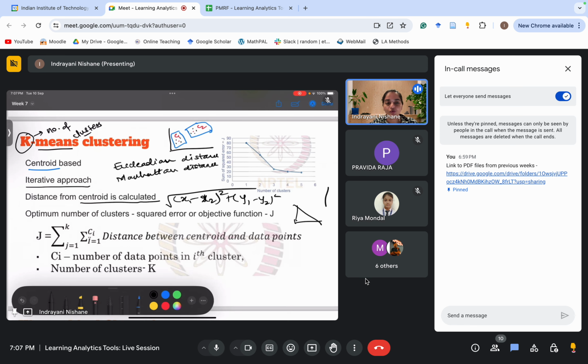So how do we calculate distance on a grid? It is this point plus this point, so the distance between these is x plus y, something like that. Okay, so we need to decide beforehand which formula we are using to calculate the distance, and use that same formula to compute the distance between the centroid and the data points.